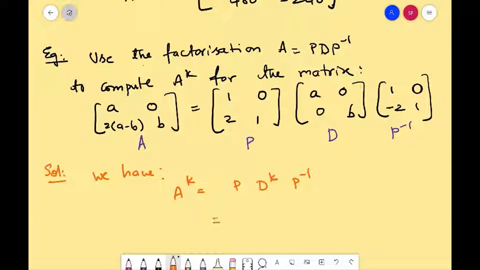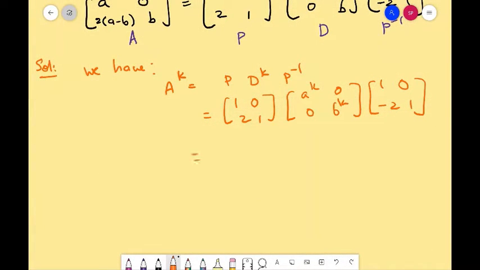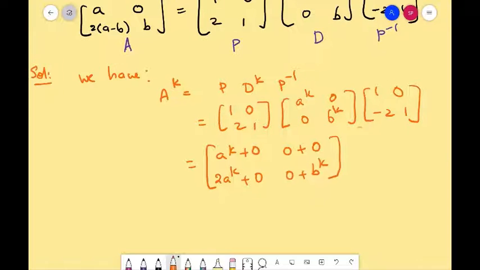So now you have P, you have 1, 0, 2, 1 and D is a, 0, 0, b. What will be D power k? a power k, 0, 0, b power k into P inverse is 1, 0, minus 2, 1. Just multiply these two, which is equal to this is a power k plus 0, 0 plus 0 and then 2 times a power k plus 0 and 0 plus b power k into 1, 0, minus 2, 1.